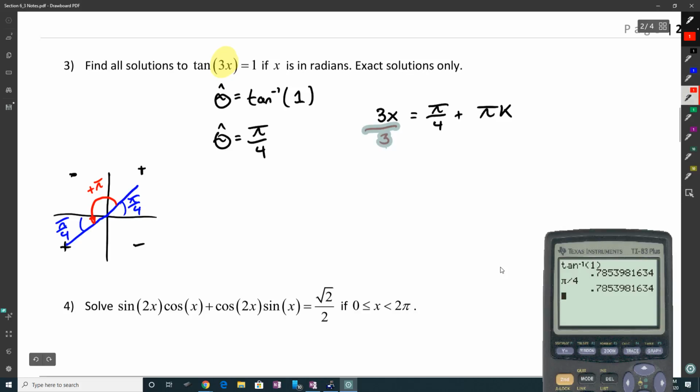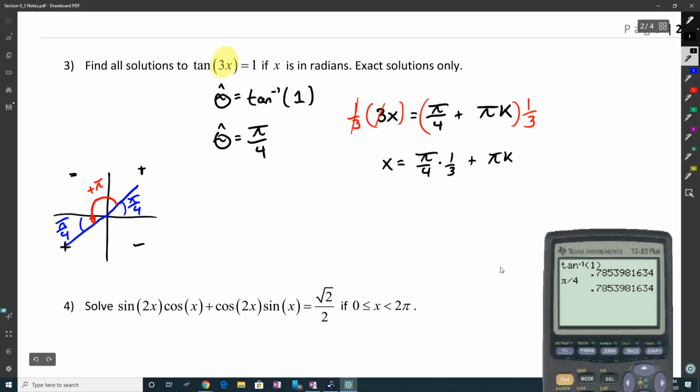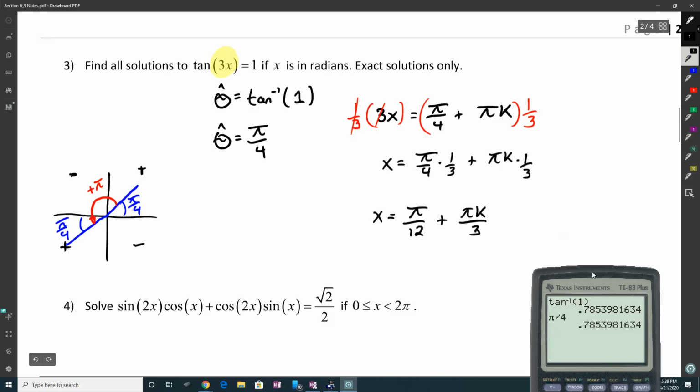And instead of dividing by 3, I'm going to say multiply by 1/3, because when you're dealing with fractions, that makes life a little easier. So x is equal to pi over 4 times 1/3 plus pi k times 1/3. So x is equal to pi over 12 plus pi k over 3. And there you go. Those are all your answers.